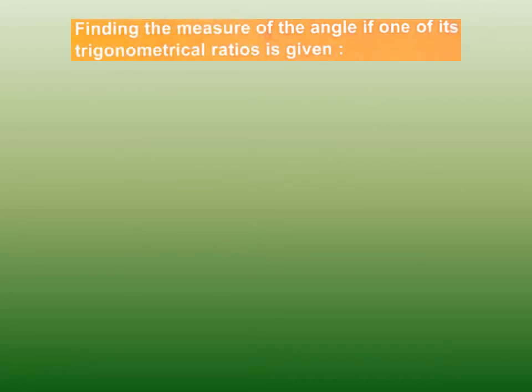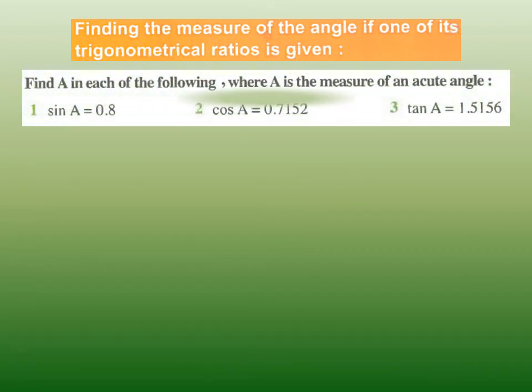Finding the measure of the angle if one of its trigonometrical ratios is given. Find A in each of the following, where A is the measure of an acute angle. Number 1, sine A equals 0.8. 2, cosine A equals 0.7152. 3, tan A equals 1.5156.